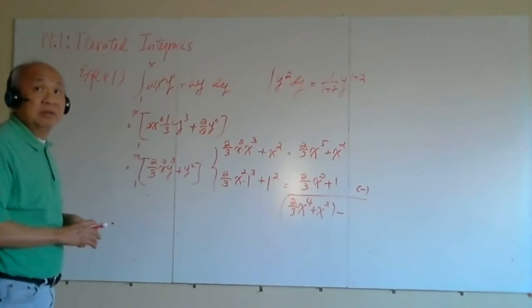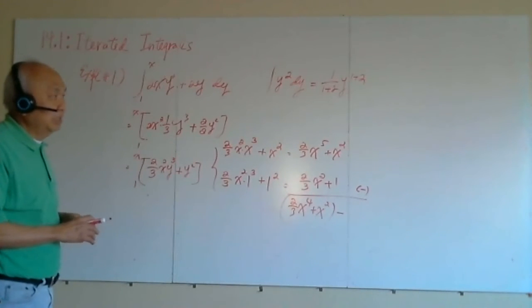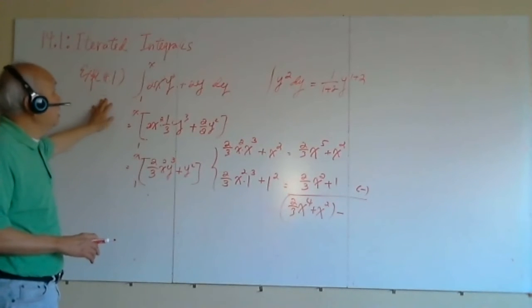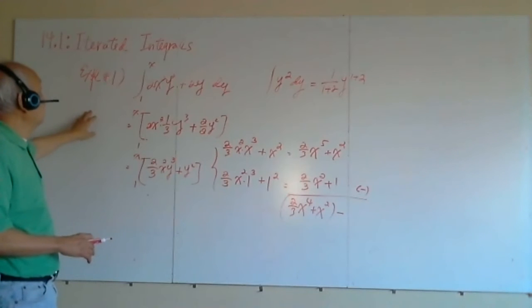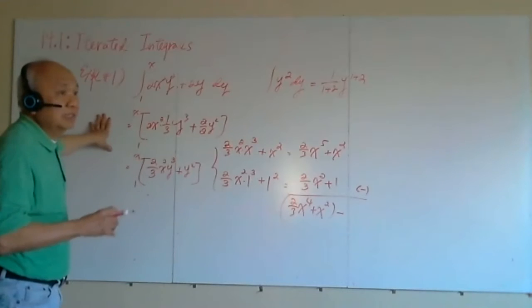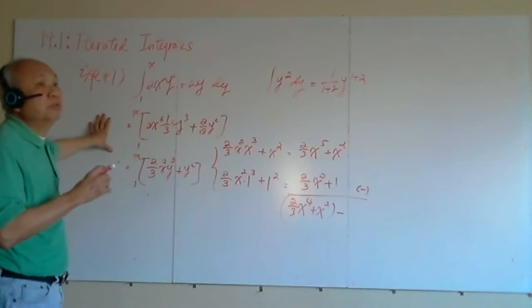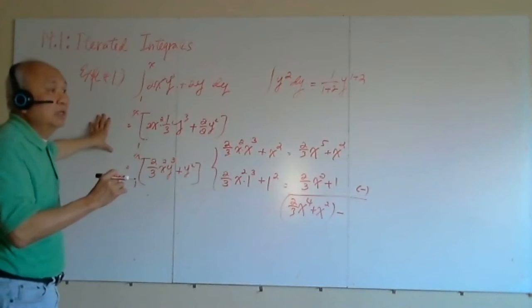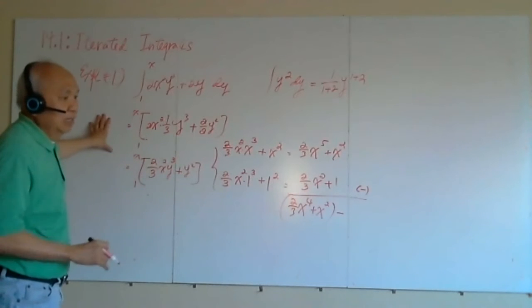I'll give you about 5 or 10 minutes of break here, and then come back, and we continue with example number 2. Everybody okay? Remember, here we are still talking about iterated integrals. An iterated integral is nothing but a gentle introduction into the concept of multiple integrals. What does it mean by multiple integral? It is an integration that has more than one integral sign.